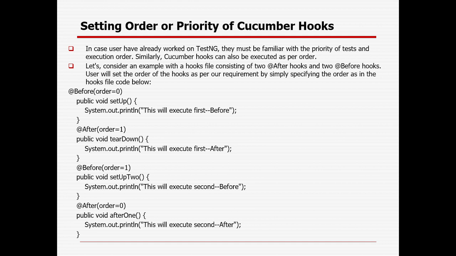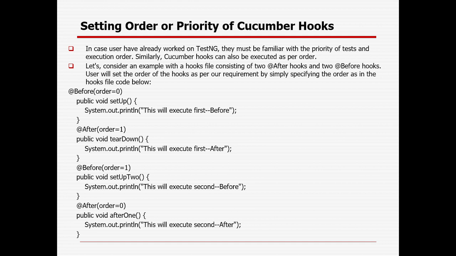So let's consider an example with 2 hooks, 2 after or 2 before hooks, where no tag is there. So every time, based on the scenario execution, it will try to execute. The user will set the order of the hook as per the requirement by simply specifying the order as in the hooks file code below. Before hooks will be executed in ascending order. Whichever hook is given the lowest order will be executed first, and then the highest order will be executed.